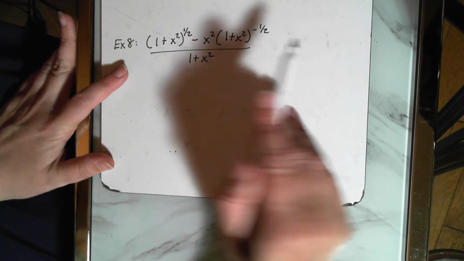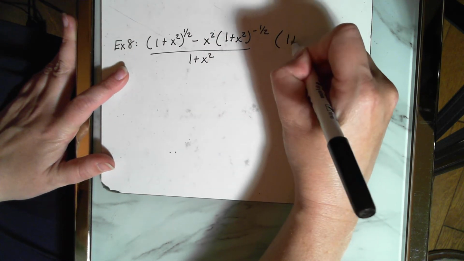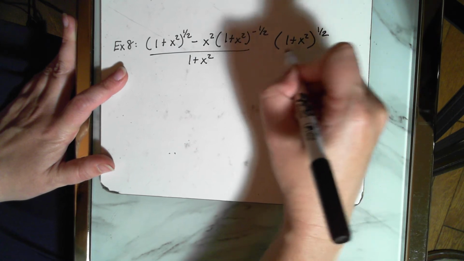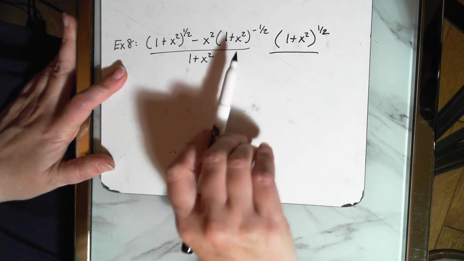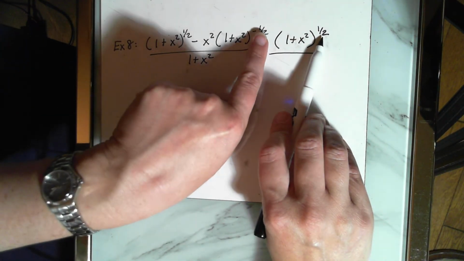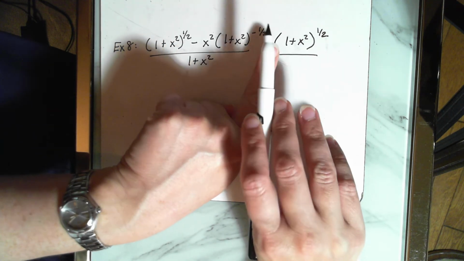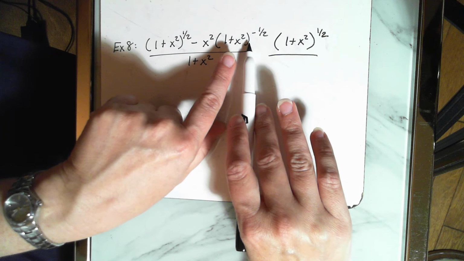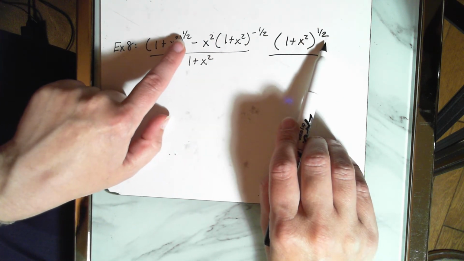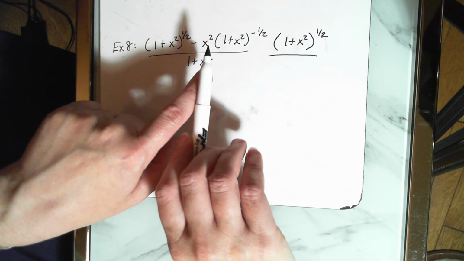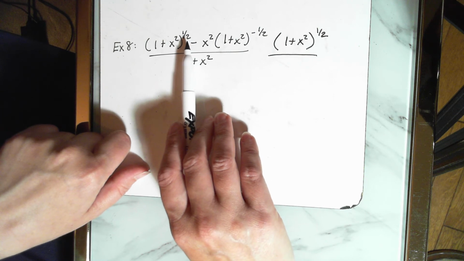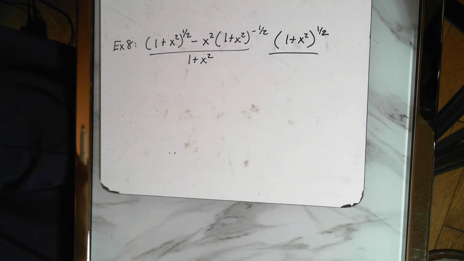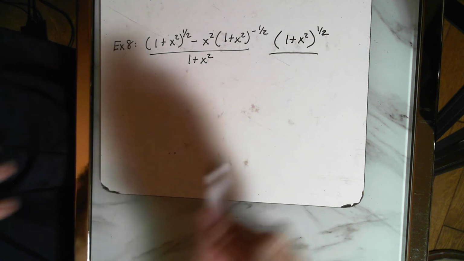So if I multiply this by 1 plus x squared to the positive 1/2, what that's going to do is these two exponents are going to combine to 0. And that's a good thing because anything to the 0 power is just 1. These exponents are going to combine into 1, and this is no longer going to have a fractional exponent, which means that this entire thing is going to get much easier. So let's see how that works.